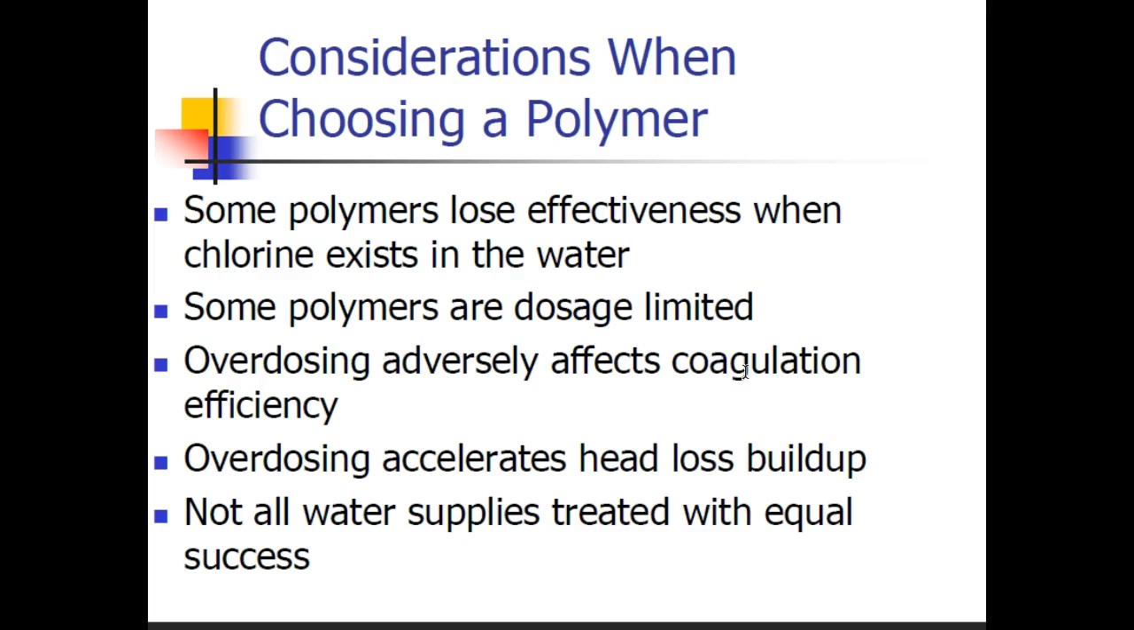Considerations when using a polymer. Some polymers lose effectiveness when chlorine exists in the water. Some polymers are dosage limited. Overdosing adversely affects coagulation and efficiency. Overdosing accelerates the head loss buildup, and not all water supplies are treated with equal success. Again, we have all these variations in our water, and it's all over the board.